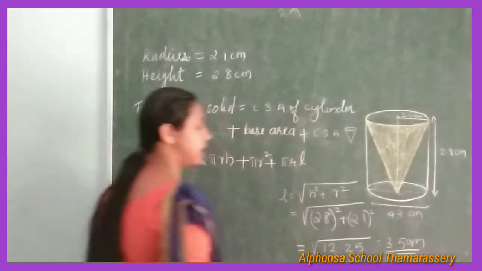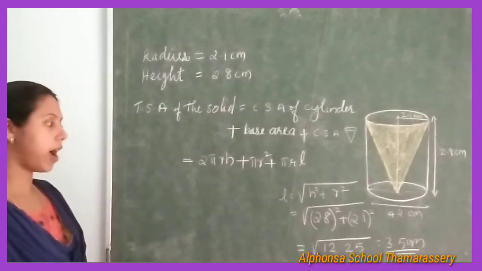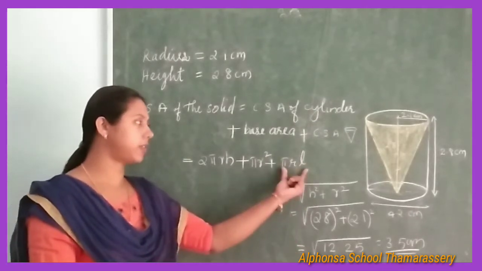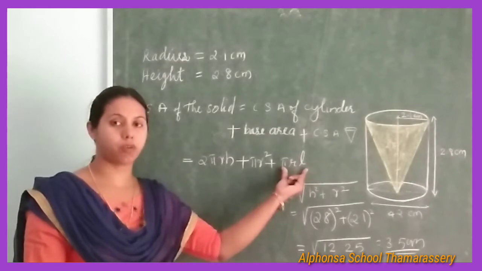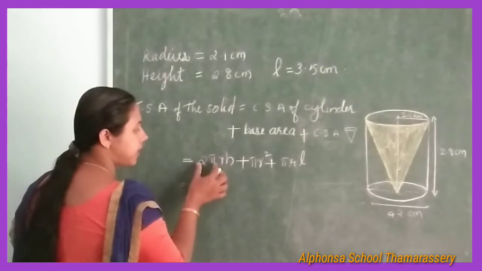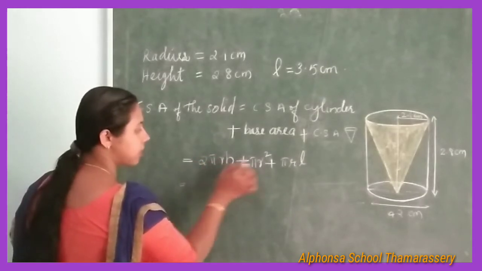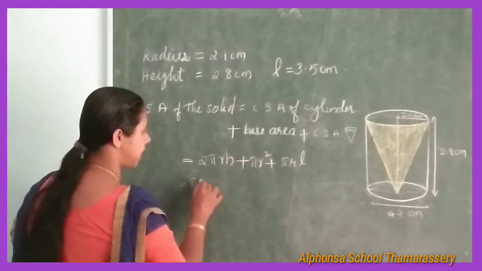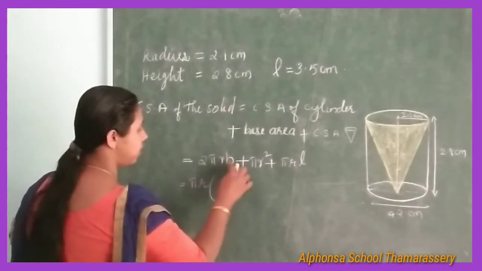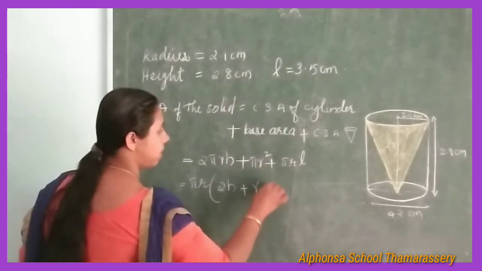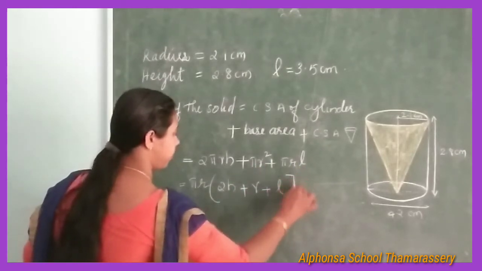The slant height is equal to 3.5 centimeter. So if we know the slant height, we are able to find the curved surface area of cone, which is equal to, you can see that 2 and pi is common in 3 terms and r is also common. You can take this pi and r out. Then here it will be 2h plus here 1 r is left plus here l is left.